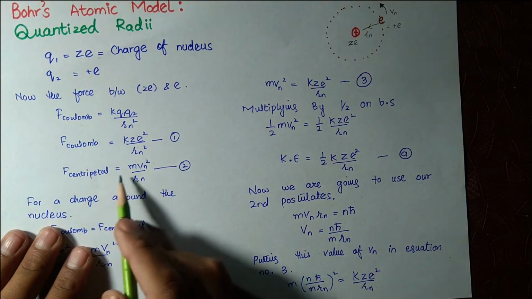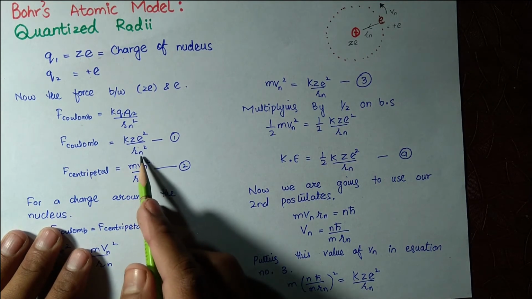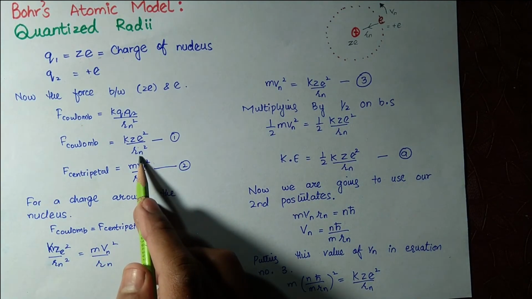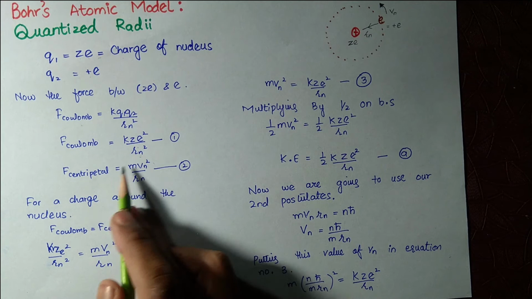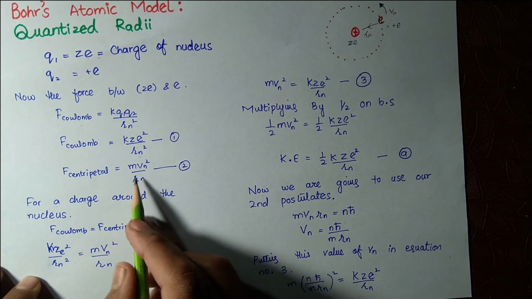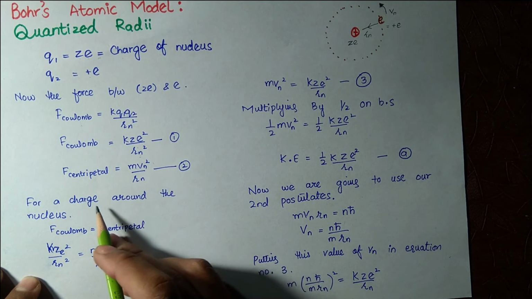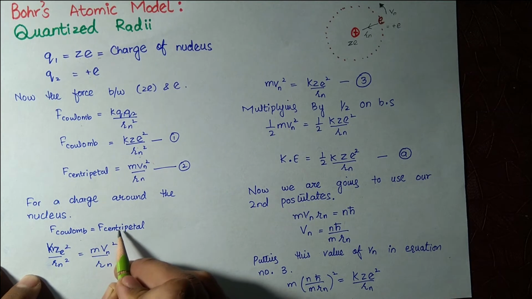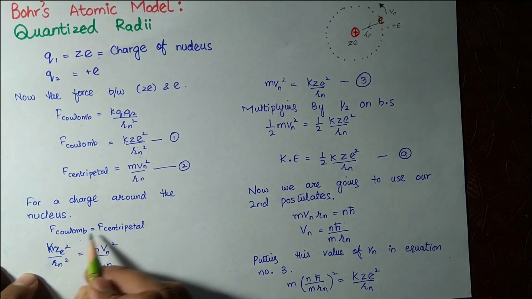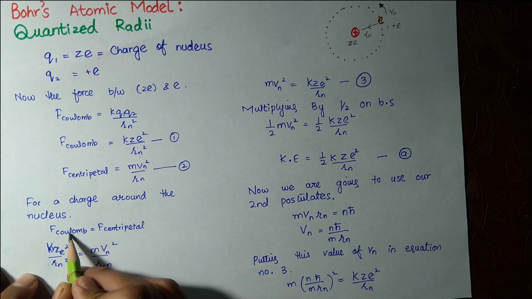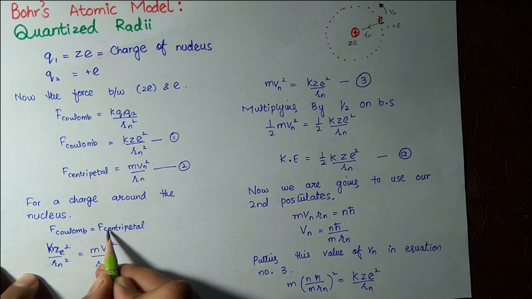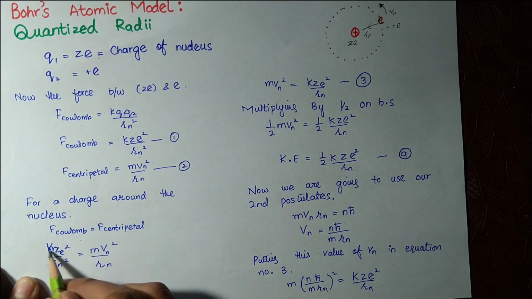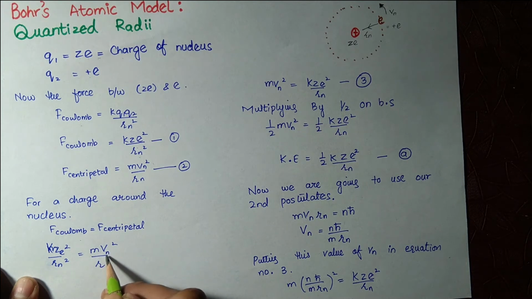So this is the centripetal force, mvn square over Rn, because we are talking about the nth orbit, or the nth state. So the centripetal force is equal to mv square over R, and this is mvn square over Rn. For a charge around the nucleus, F Coulomb is equal to F centripetal. I told you that these two forces will balance each other, and the Coulomb force provides the centripetal force. So the Coulomb force, k Ze square over Rn square, is equal to mvn square over Rn.